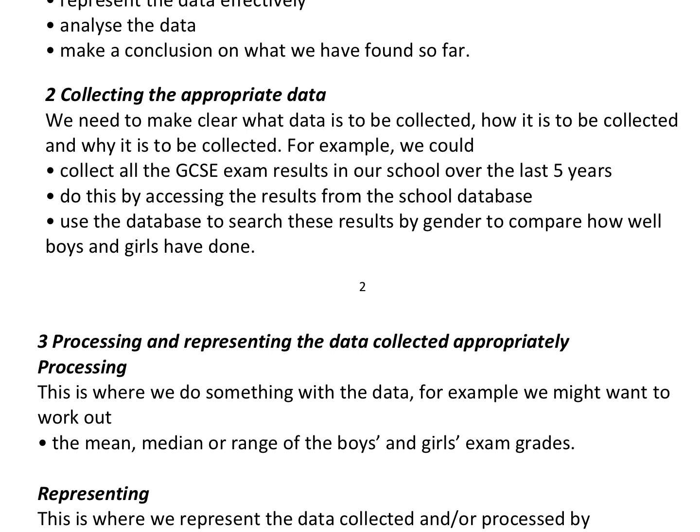appropriate data. So we need to make clear what data is to be collected, how it is to be collected, and why it is to be collected. For example, for this example we're looking at girls do better than boys in exams, collect all the GCSE exam results in our school over the last 5 years. We could do this by accessing the results from the school database, and we could use the database to search these results by gender to compare how well the boys and girls have done. So that's how we're going to collect the appropriate data.